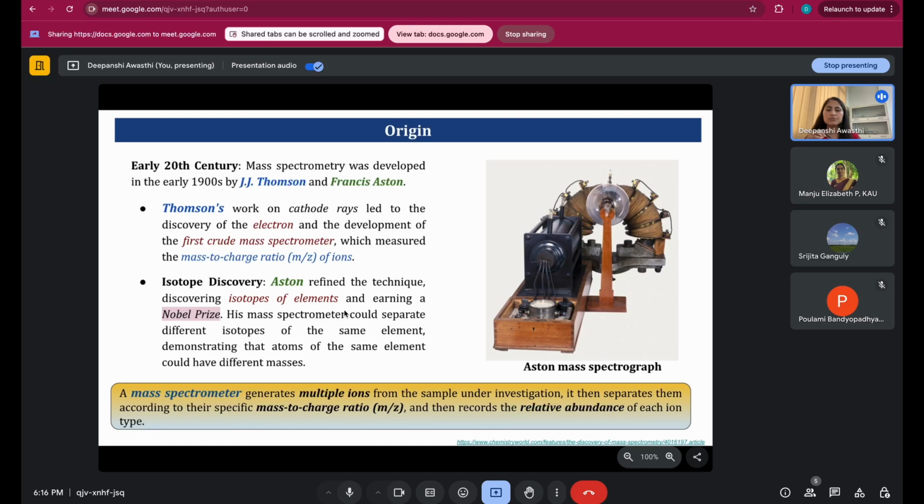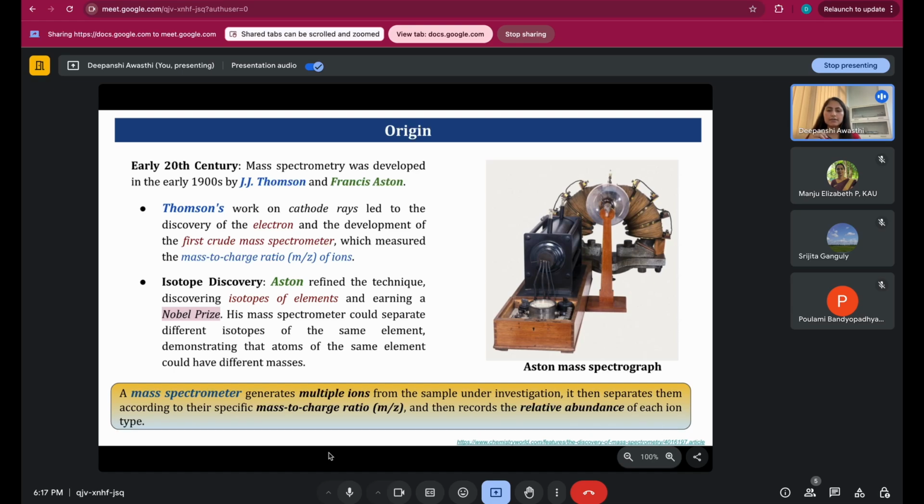So the isotope concept was introduced by Aston, and he also earned a Nobel Prize for the concept of isotopes. He was the one who discovered the complete mass spectrometer, which could separate different isotopes of the same element. After the discovery of this Aston mass spectrograph, mass spectrometry picked up pace and this field advanced.